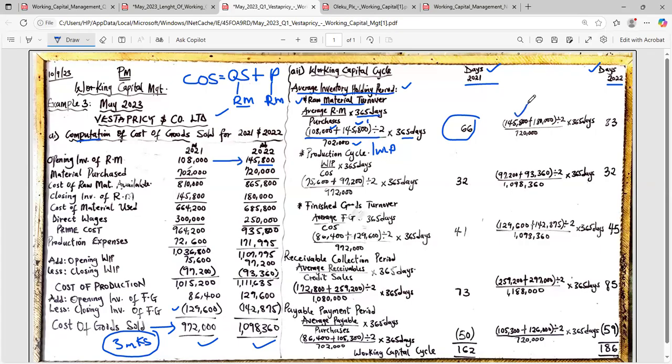145,800. This is it. What is the closing stock for 2022? Look at closing stock here. Look at it. Trace it.